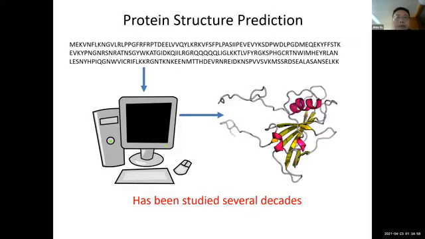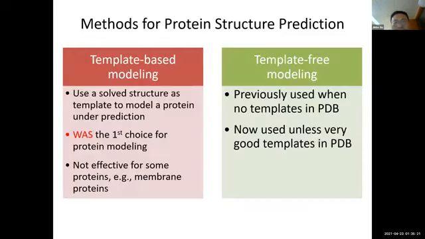Okay, so I'm going to talk about how to use computers to predict the tertiary structure of a protein from its amino acid sequence without using any experimental data. This is a very old problem that has been studied for many years, and the progress was not very good before. Many methods have been developed for protein structure prediction. Broadly speaking, we can divide all these methods into two big categories: template-based modeling and template-free modeling.